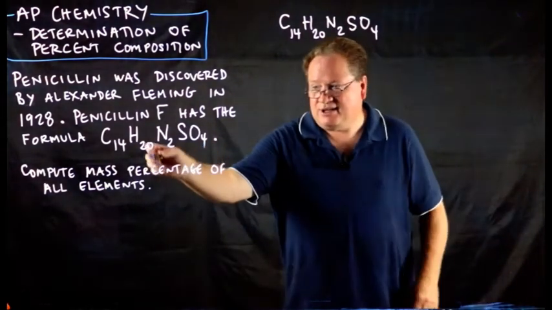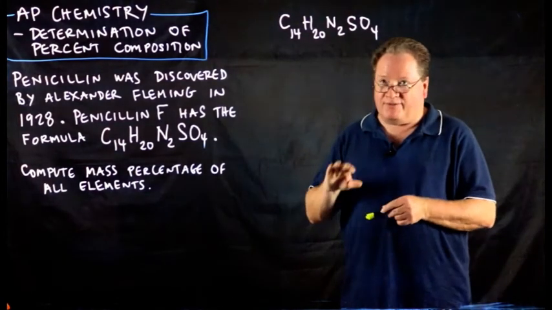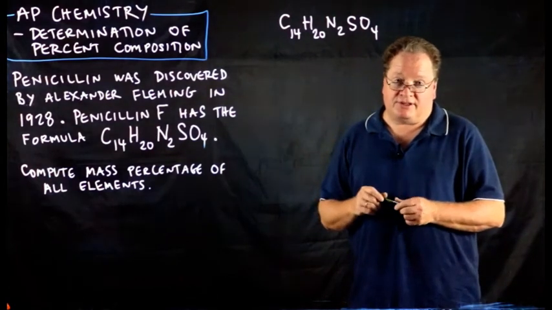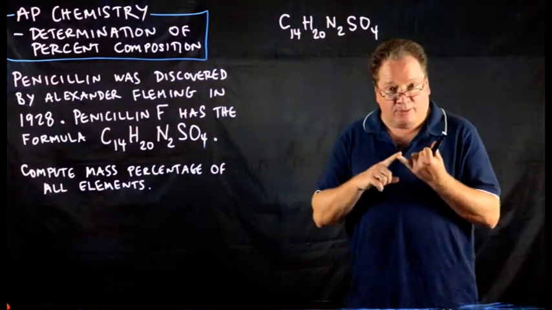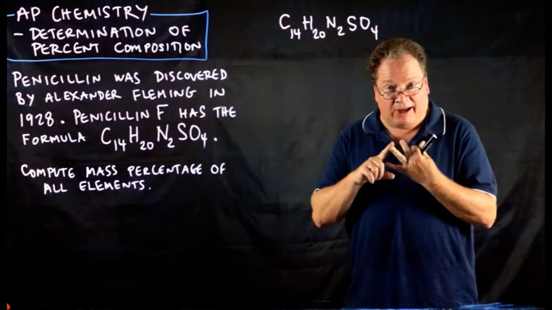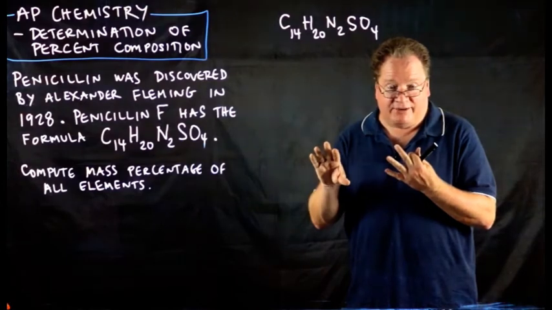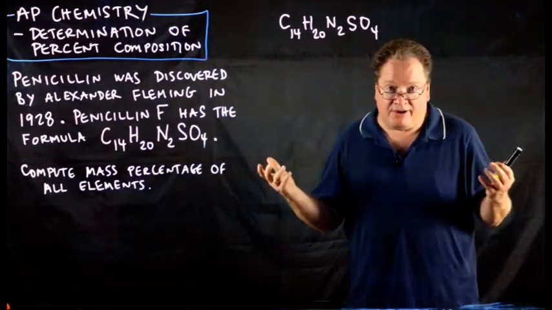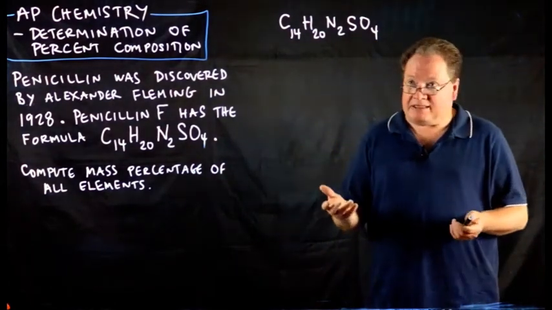Anyways, back to this. I've got this formula, and I want to compute the mass percentages of all the elements in it. The way you do this is very similar to the way that you would determine your own grade in a class. I'm going to take the number of points that I earn, divide it by the number of points that are possible, and that's going to give me a decimal value. It's some fraction of what was possible. And then I multiply by 100%. That's going to give me my percentage in any class that I'm in.